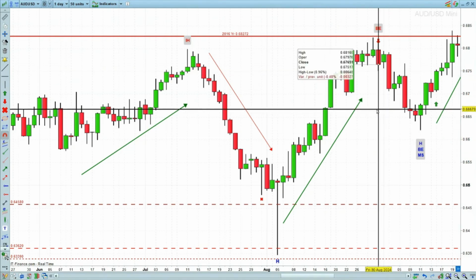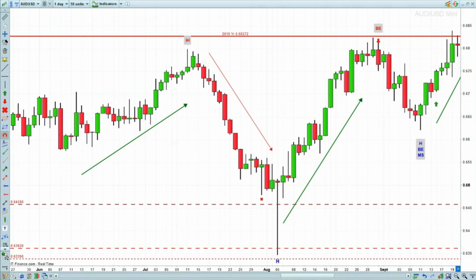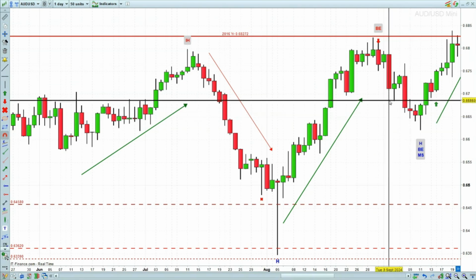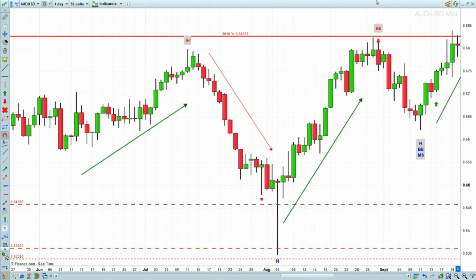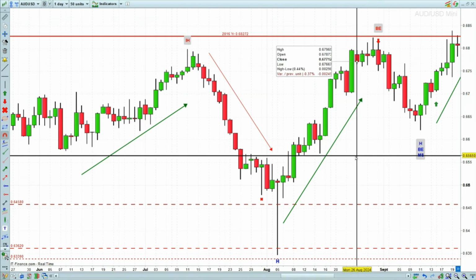After a downtrend at support. Come on, Andrew. I've got four screens open, and I keep on losing my mouse. It appears after an uptrend at a resistance. Okay, cool, that's right. Bearish engulfing.